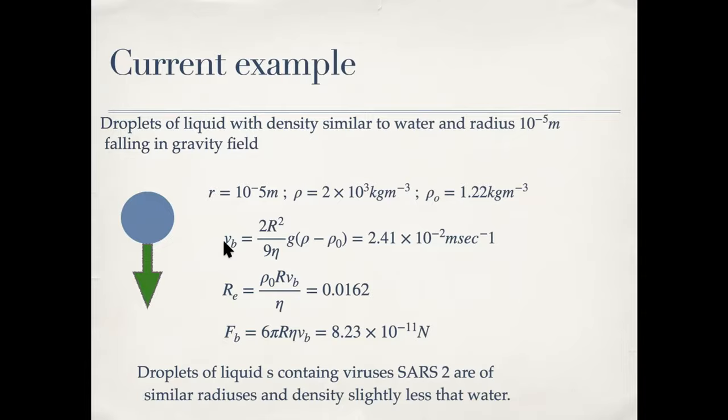So the velocity with which the particle falls down is easy to calculate from the previously derived formula, and the result is a factor 2.5 times 10 to the minus second meter per second. So that is the velocity. And having calculated the velocity, I can check what is the Reynolds number. We were working under the assumption that the Reynolds number is less than one. Therefore, we check whether this is correct.